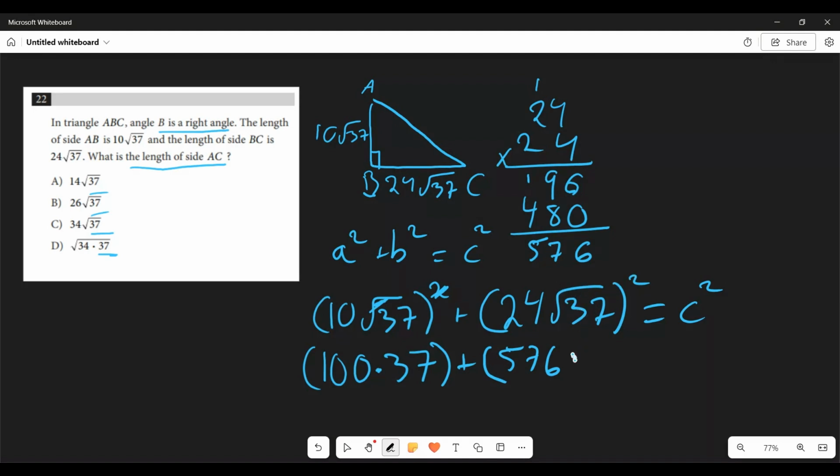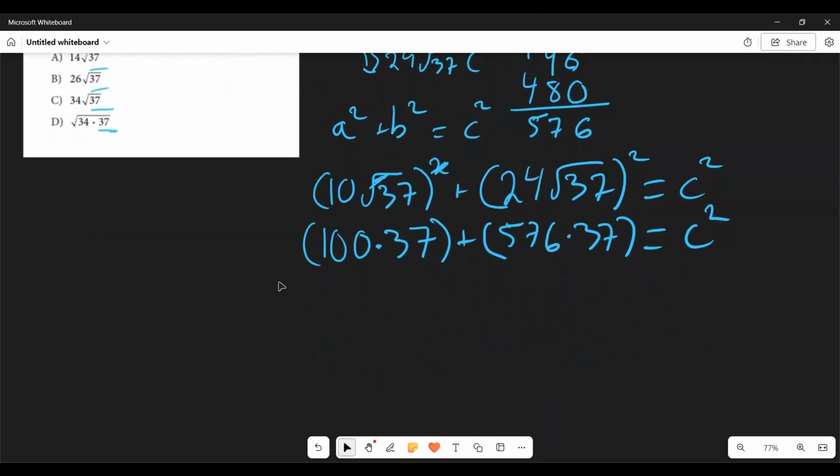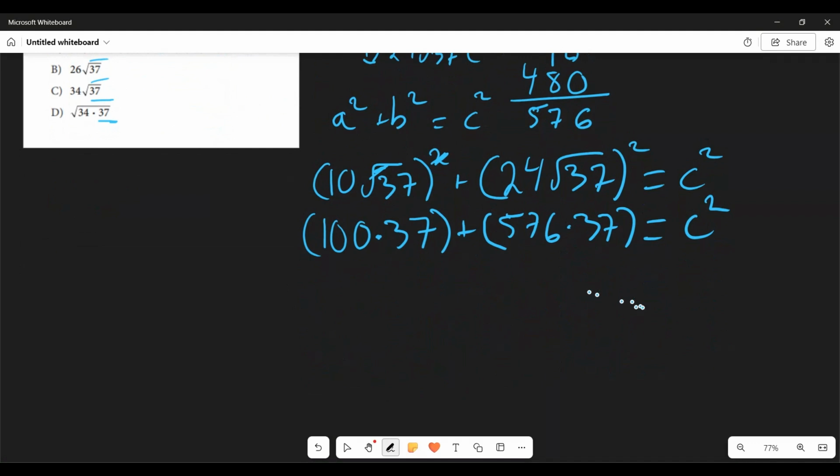37 squared is just going to be 37, and that is equal to c squared. Now, remember, we don't want to merge these. We don't want to make this 3700 and whatever 567 or 76 times 37, because remember we have all our answers in root 37. So I'm not going to touch these, but instead I'm going to make our lives a little easier so we don't have to keep moving our terms around. What we can do is factor out the 37.